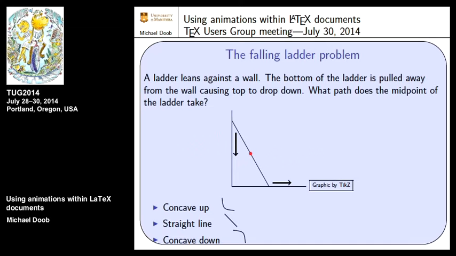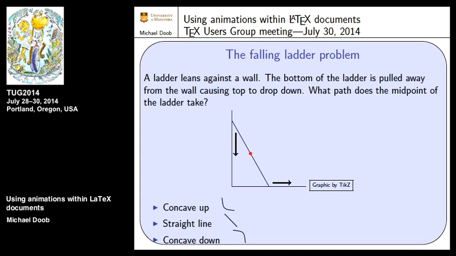So now, here's the first problem that I want to bring out. This is sometimes called the falling ladder problem. And here it is. You have a ladder leaning against the wall. You pull on the bottom of the ladder so that it goes to the right there. And what happens to the top of the ladder? It falls down. So the question is, we look at the midpoint. This point here is the midpoint of the ladder. And as you pull it out, of course, that midpoint moves. And the question is, what kind of path does that follow as you start to pull this thing out?